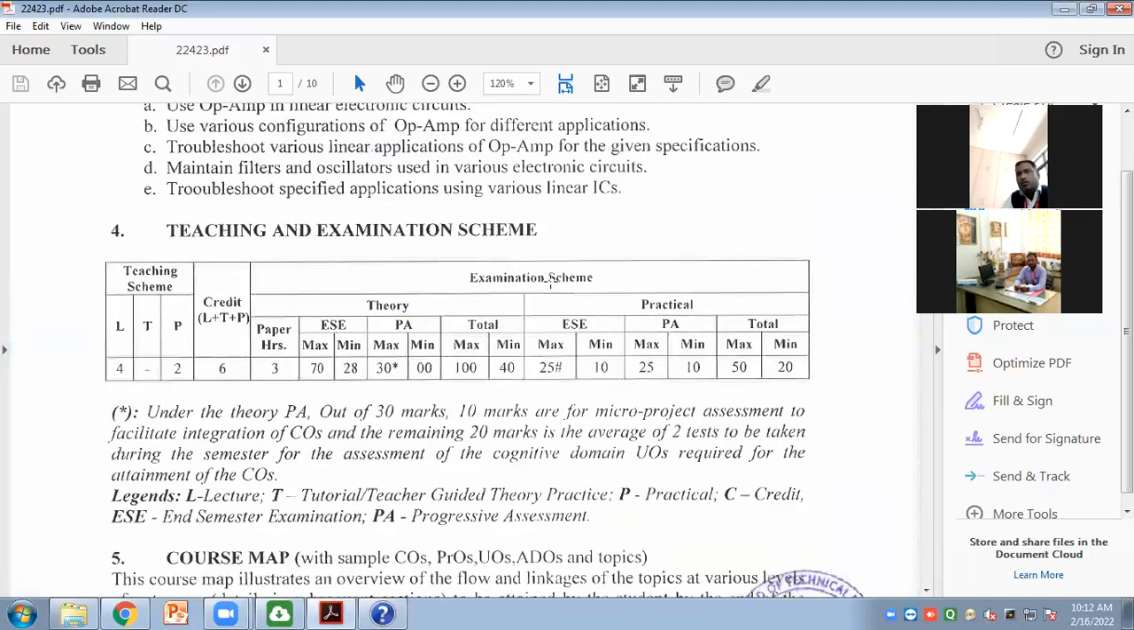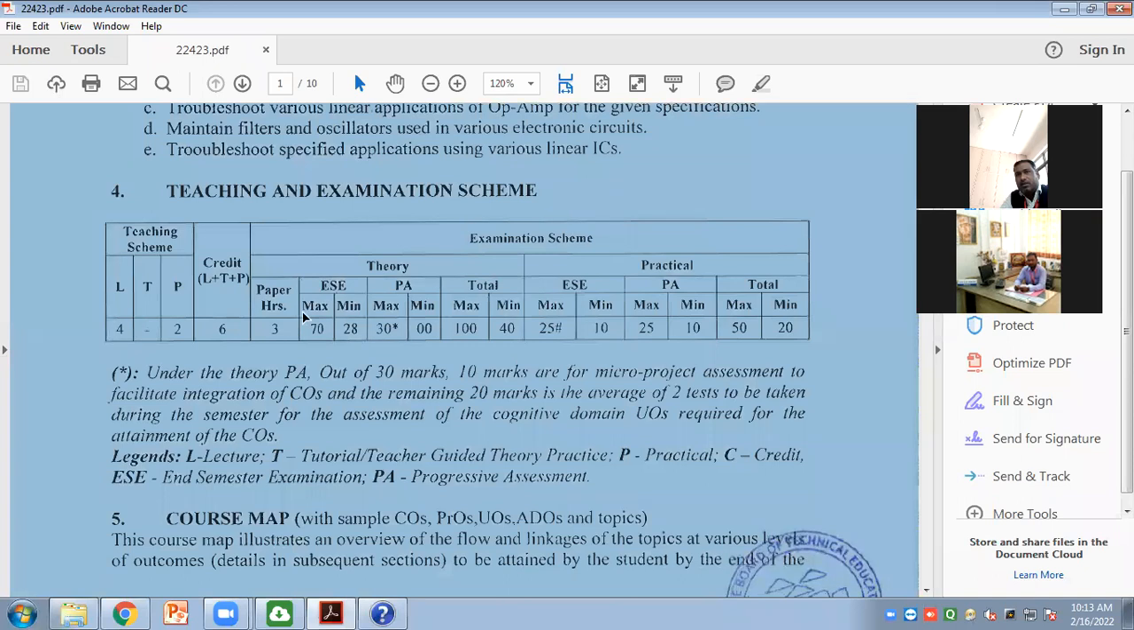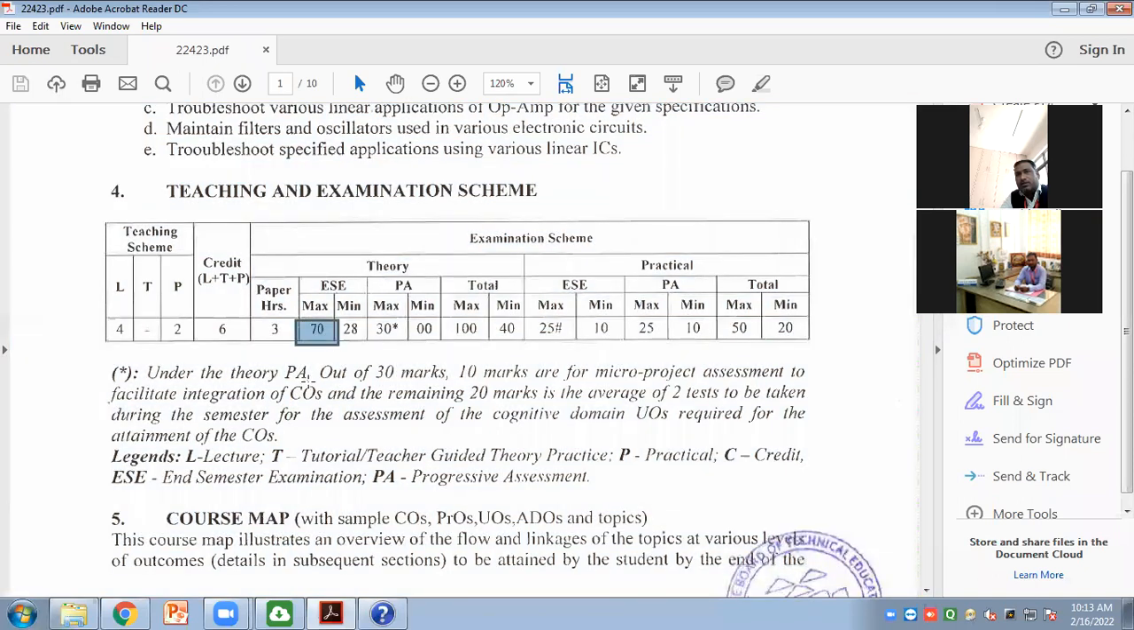Now, the marks distribution or teaching scheme of Linear Integrated Circuit. You must know what the teaching scheme is, what PA is, what ESC is, but still we are going to see the mark distribution. For Linear Integrated Circuit, the board theory paper is for 70 marks. Out of these, 28 marks are compulsory for passing.